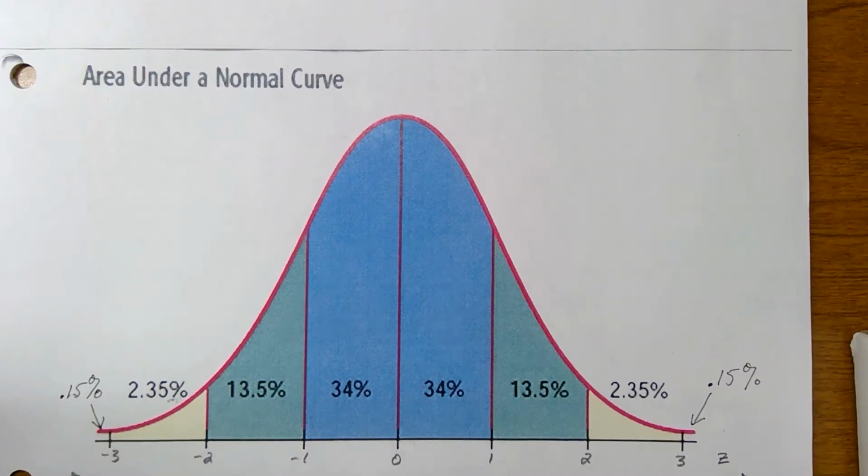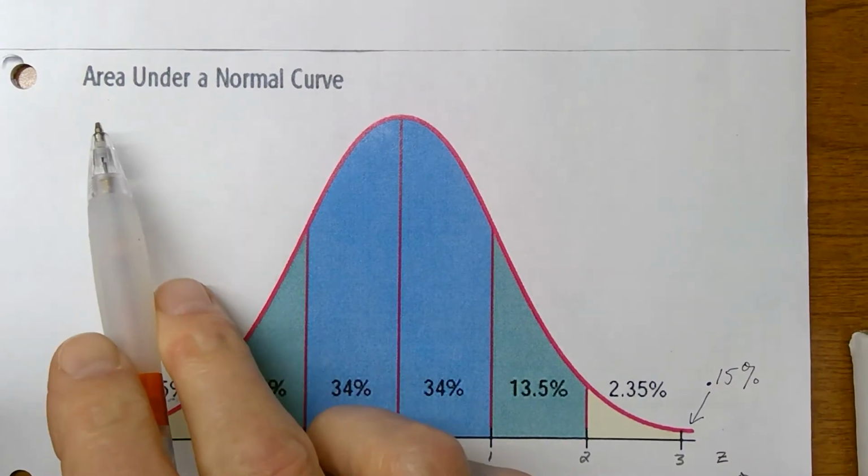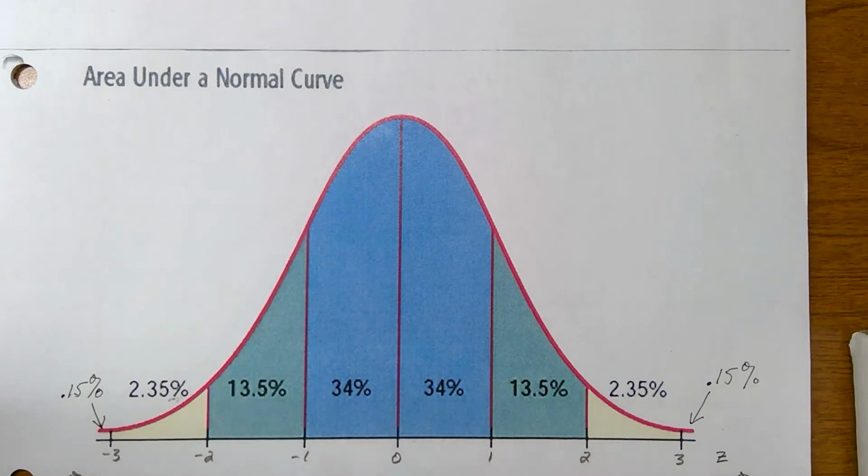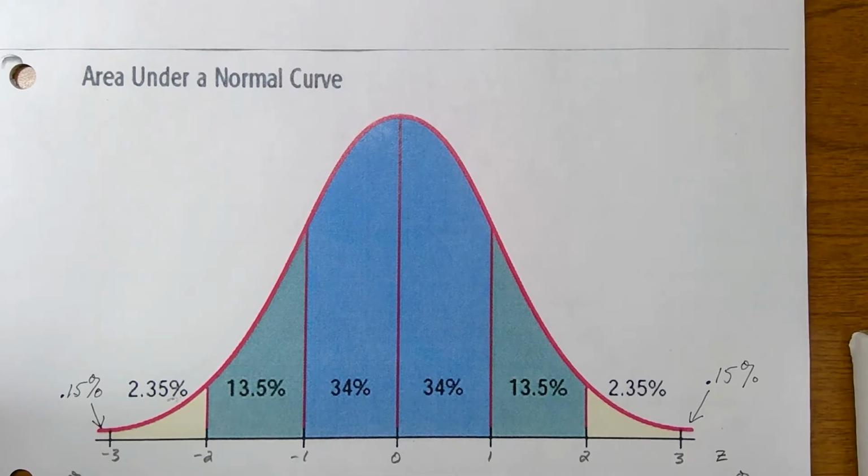Okay, this is Dr. Kruse, Elementary Statistics. We're going to talk about area under a normal curve and how to calculate probabilities based on how far above or below average a score is.